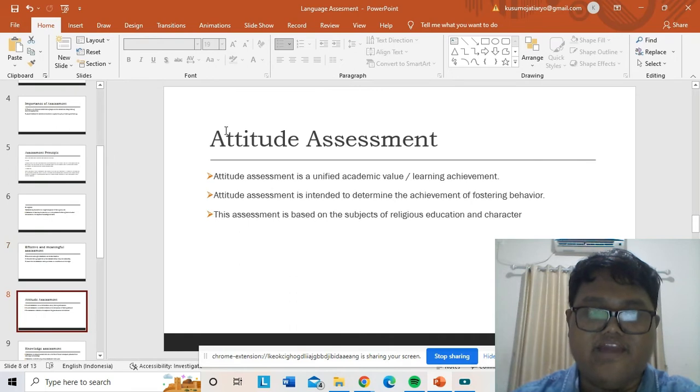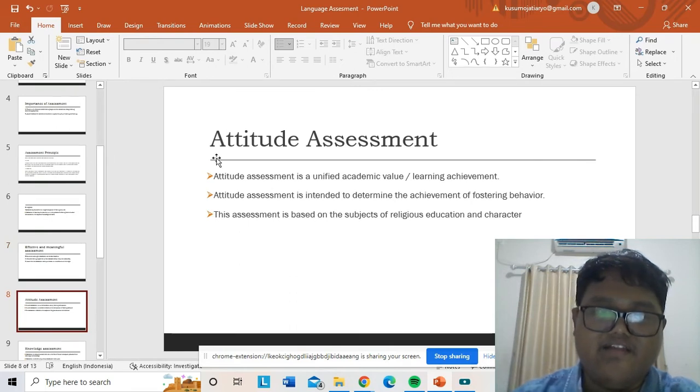Attitude assessment. Attitude assessment is a unified academic value or learning achievement. Attitude assessment is intended to determine the new achievements for fostering behavior. This assessment is based on the subject of religious education and character.